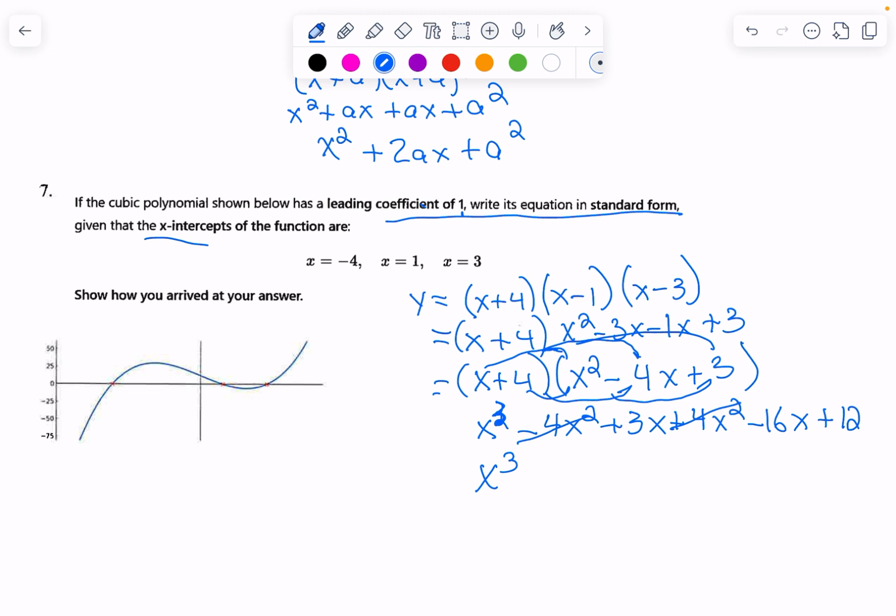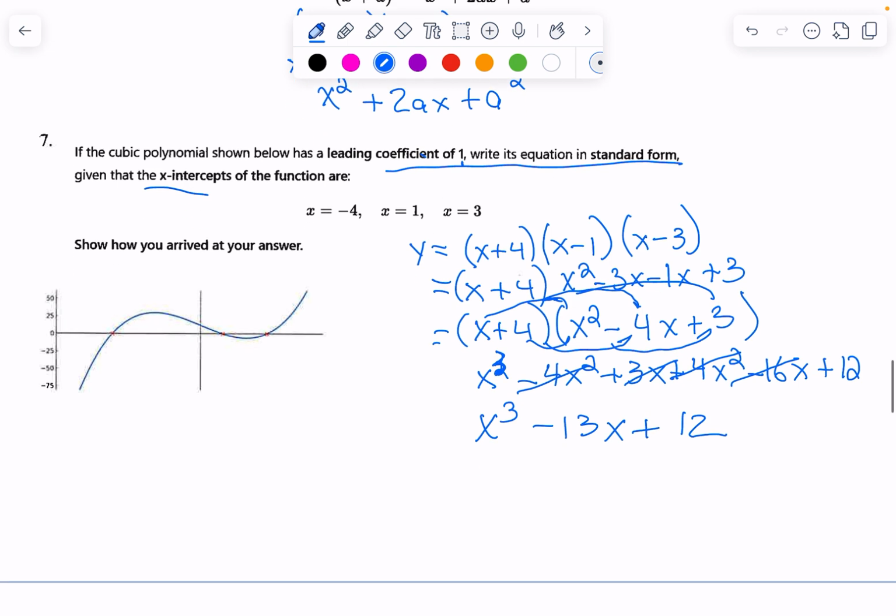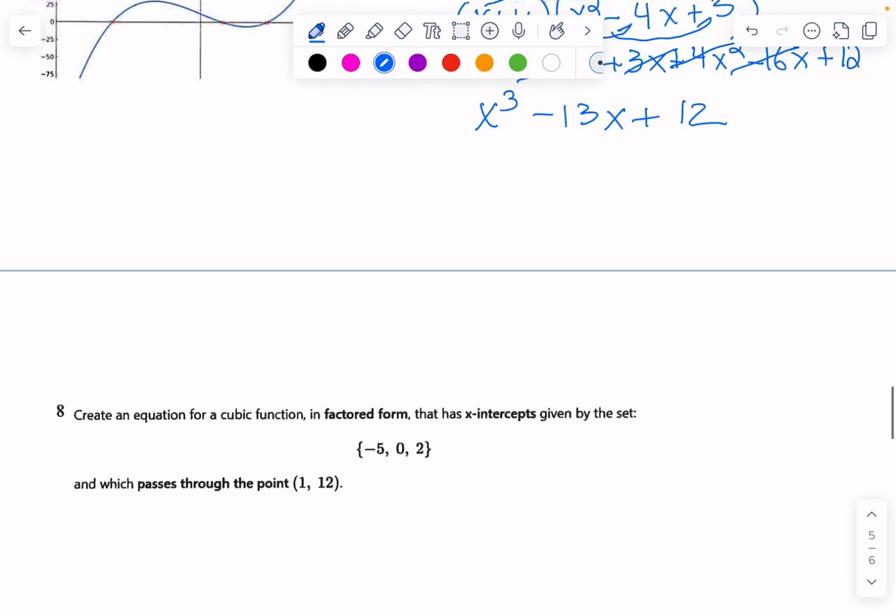This one and this one cancel out. And then we have 3x minus 16x, so it's minus 13x. Right, that's this one and this one, and then plus 12. Okay, now let's go to the next one.